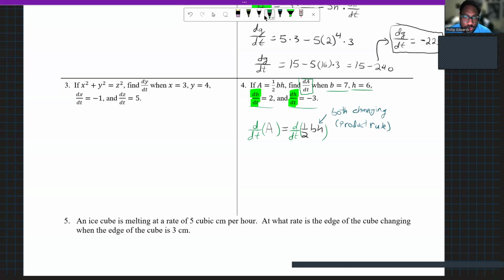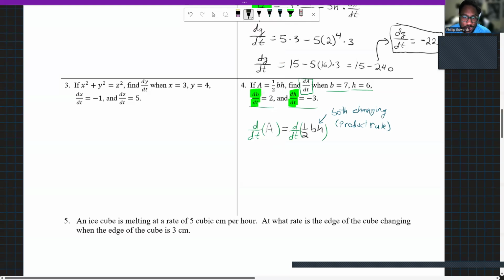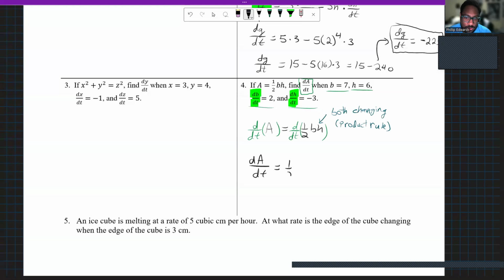But because they're both different as time goes on, dA/dt equals 1/2, the constants just come out in front. I'm going to go piece by piece. So this is dB/dt times h plus, let me be careful and put parentheses here because this 1/2 should be in front of everything, since the 1/2 just gets pulled out to the front. Then we'll have dH/dt times b. And we are almost done.